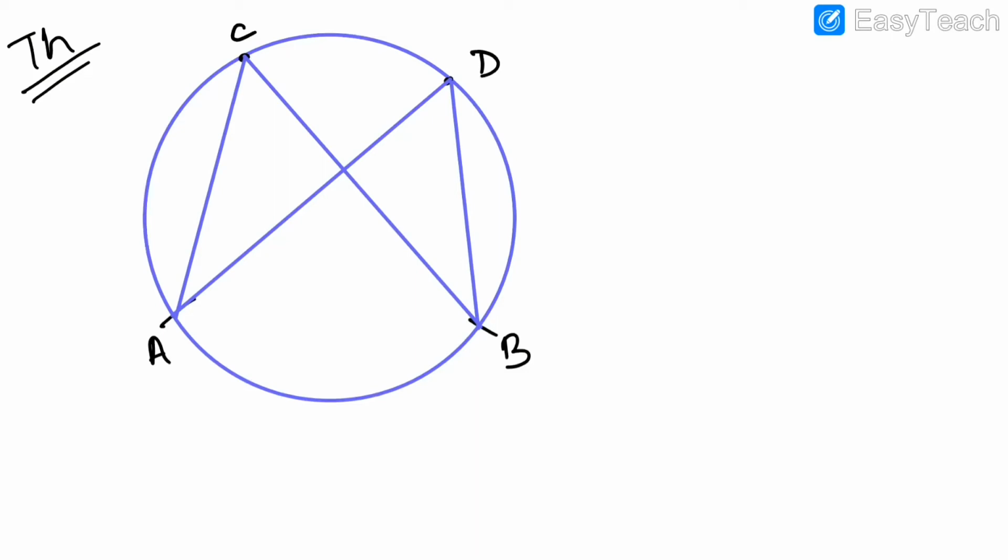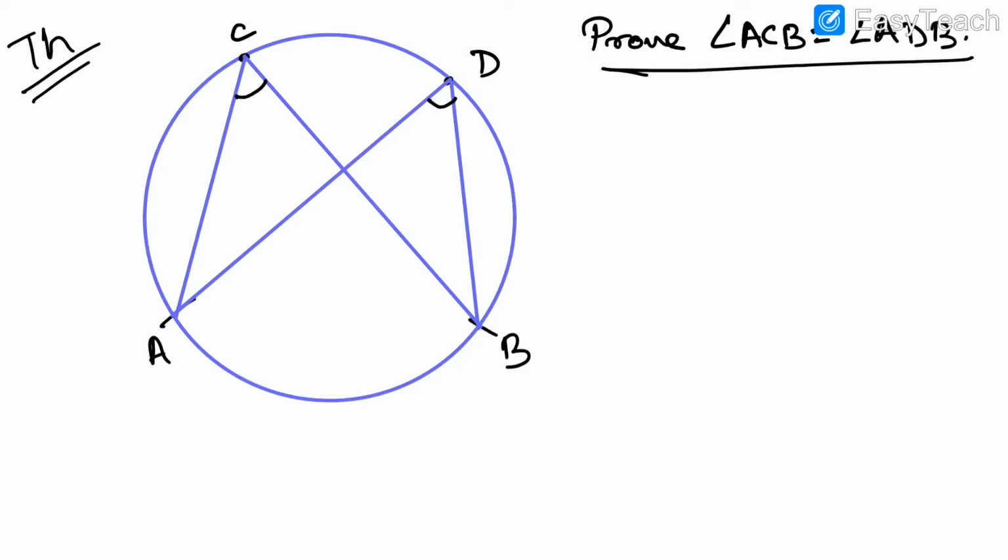So the theorem states that any arc will subtend the same angle at any point on the circumference of the circle. So we have to prove that angle ACB and angle ADB are equal. It can be very easily proven.